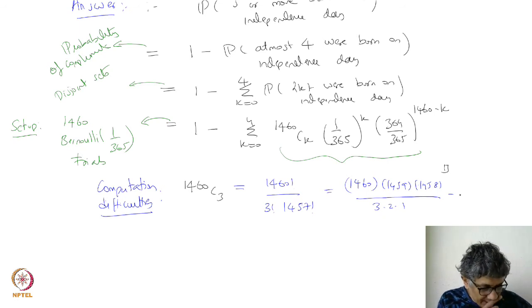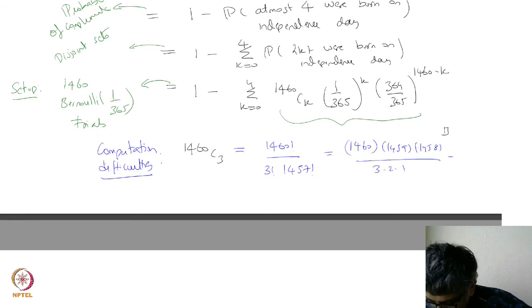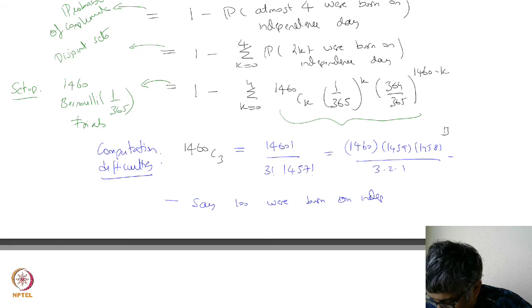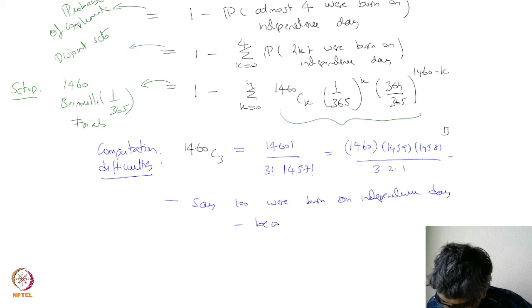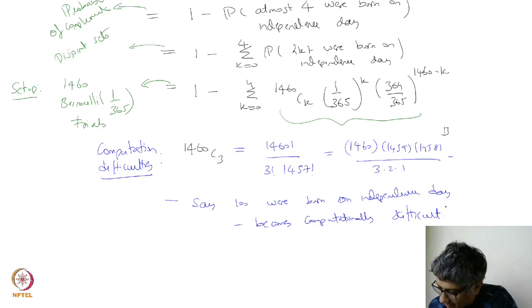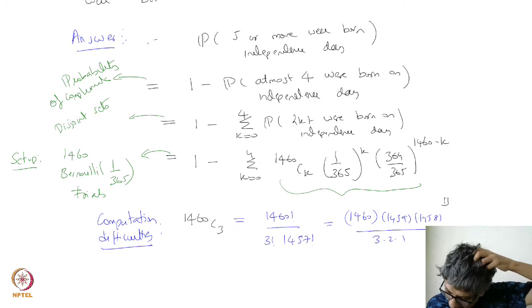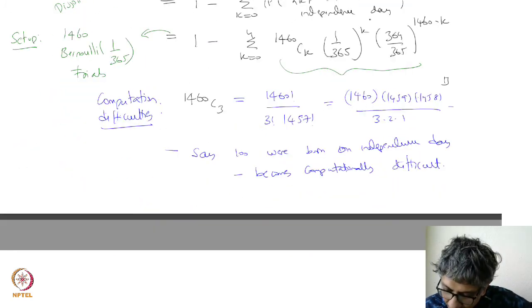But the moment I get larger, if I ask the same question, let's say 100 were born on Independence Day, the question is quite hard to do. It becomes computationally difficult. So we must develop a different way to do this. So what can we use in this problem?